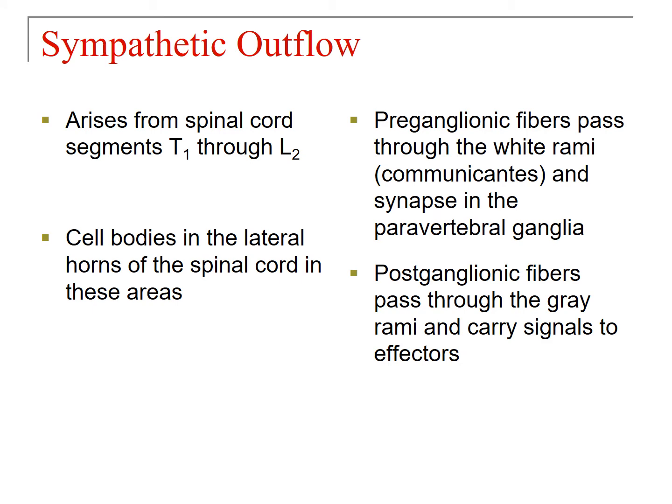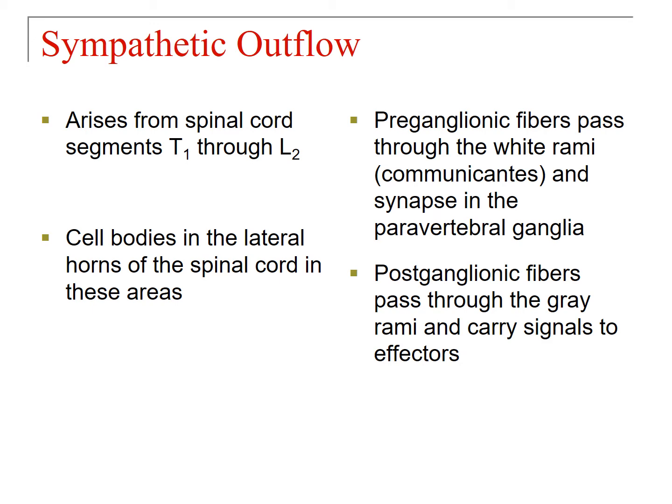Sympathetic outflow arises from spinal cord segments T1 through L2, and the cell bodies, and here we get to this finally, are located in the lateral horns of the spinal cord in these areas. This is the reason why the spinal cord along this length will contain lateral horns. Above and below it, there won't be any lateral horns.